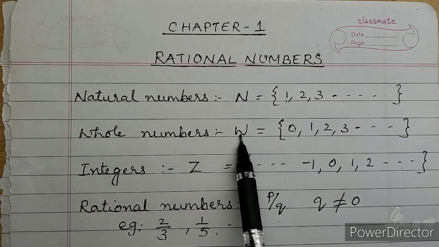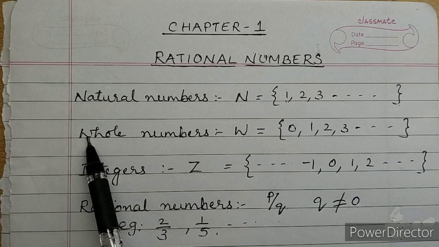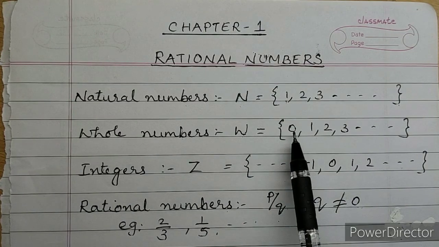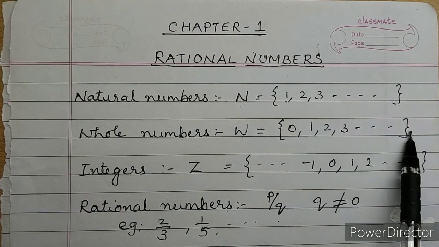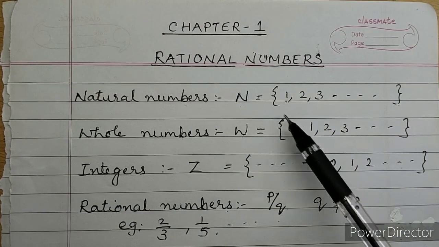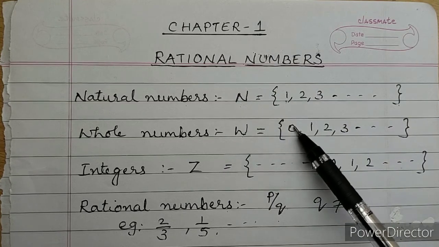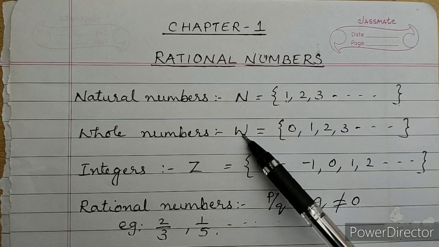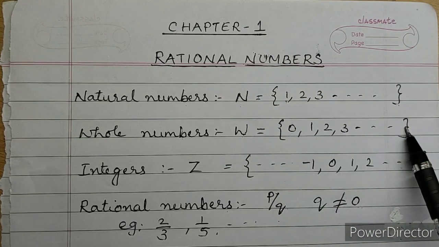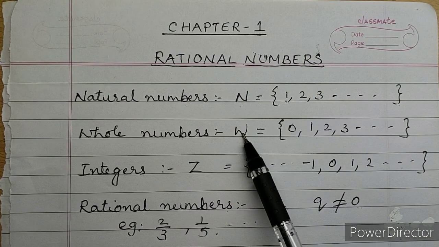Next comes whole numbers, represented by W, which is the first letter of whole. It starts from 0 to infinity. See the difference here. From natural numbers to whole numbers, only 0 is extra in whole numbers. Remaining all counting numbers are there in whole numbers.